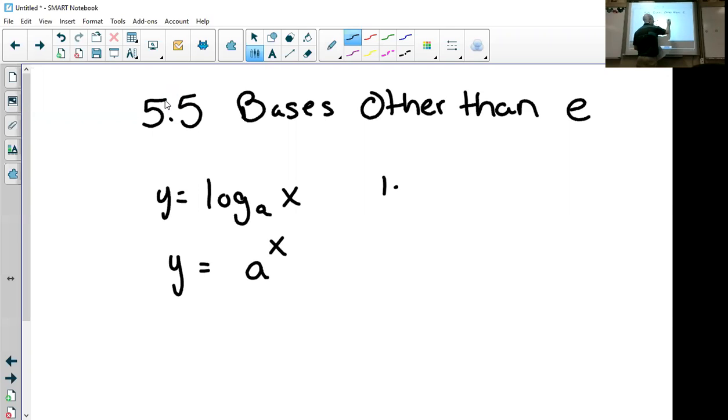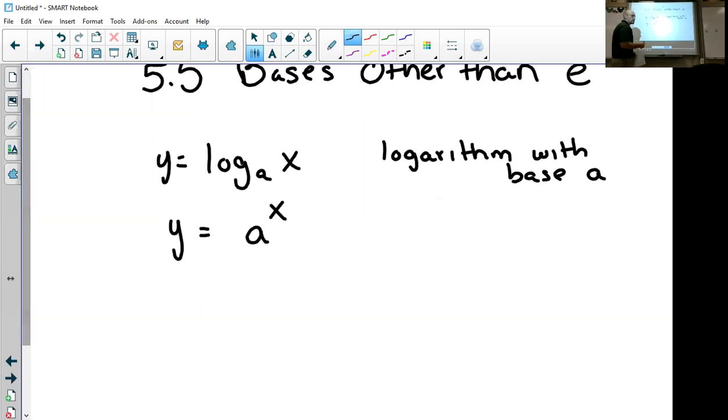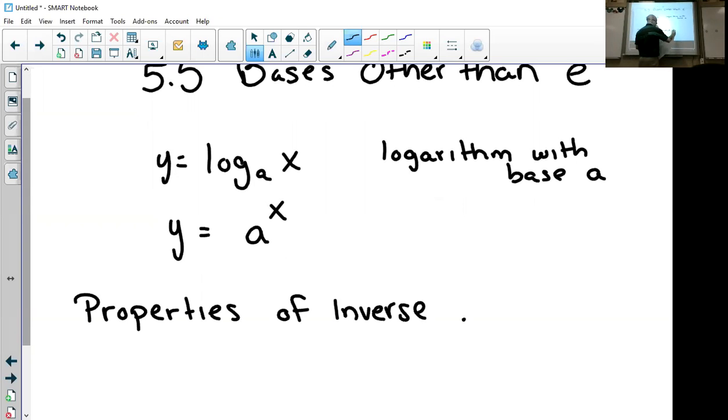Okay, we say this is a logarithm with base a. Okay, and these bases change how we evaluate our logarithms or our exponential functions, rather than using the e. Well, all of our properties still apply to logarithms. Okay, we have those properties. These are inverses of each other. So they have those similar functions to the inverse properties, or properties of inverse functions that we talked about with natural log and e to the x.